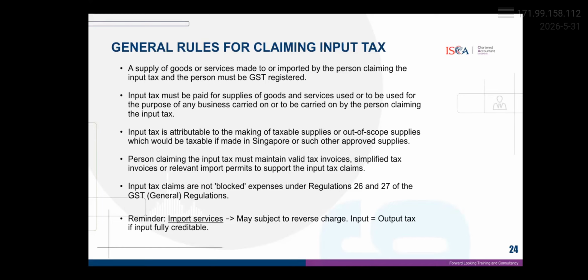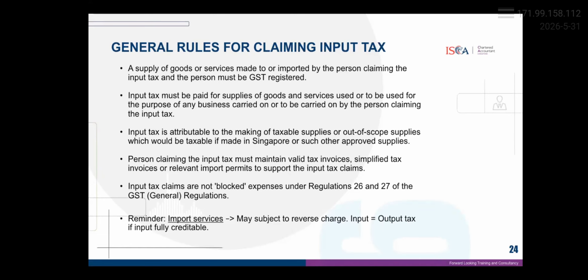The input tax is attributable to the making of taxable supply or out-of-scope supplies, which would be taxable if made in Singapore, or such other approved supply. So again, not just linked to your business, it has to be linked to the business where you make taxable supply. So input tax and output tax need to have some kind of nexus, some kind of connection. When we can identify that connection between incurring GST and charging GST, or a link to a taxable supply, the next thing we need to ensure is documentation proof.